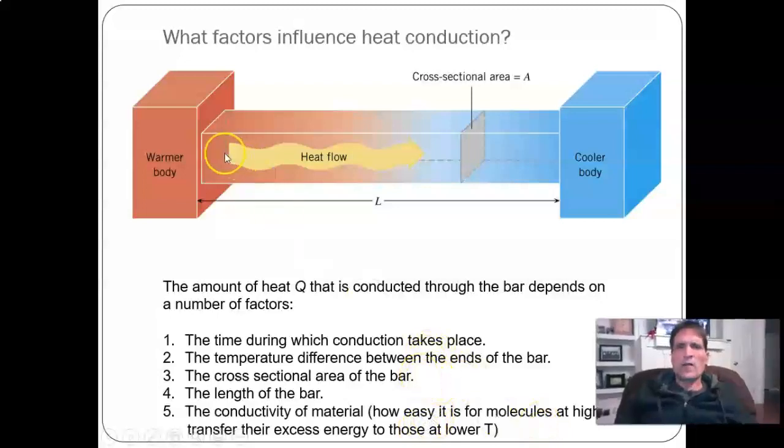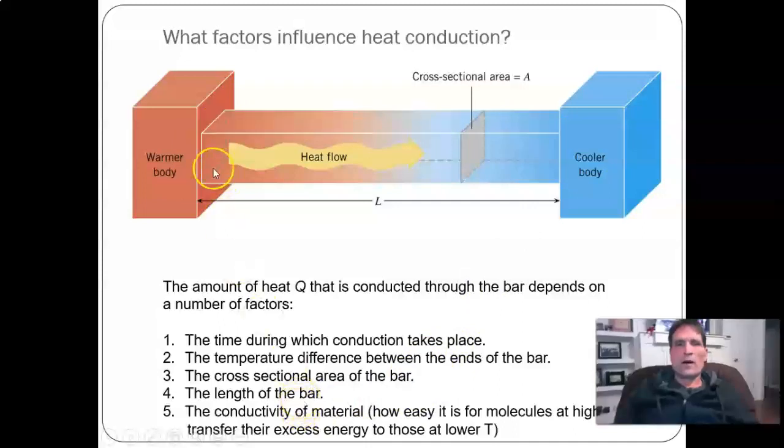Cross-sectional area of the bar. In other words, you can think of this as the diameter if it were a cylinder. So with a larger diameter, you're going to transfer more heat, right? There's a greater cross-sectional area that's in contact with the warmer body and the colder body. So bigger area is going to be more heat transfer.